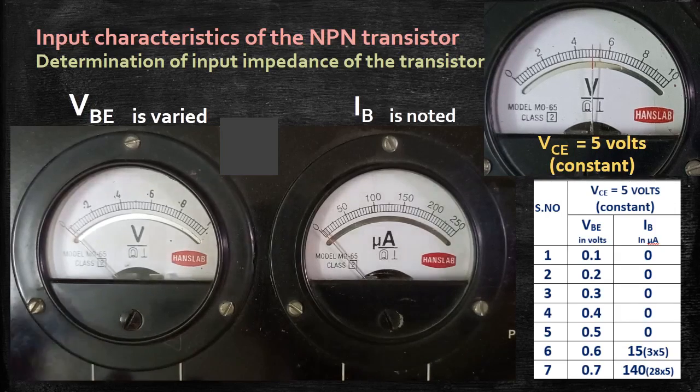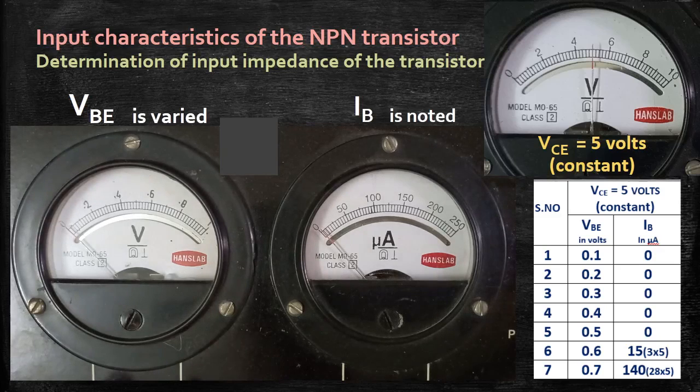The important parameter of the transistor is input impedance. The input impedance parameter of the transistor can be found out by drawing the graph called the input characteristics curve. Are you clear? While measuring the input impedance, which one must be kept constant? VCE must be kept constant. What is VCE? VCE is the voltage across collector and emitter. It must be kept constant. Its value is set as 5 volt here. Throughout the experiment, the value of VCE should not be altered.